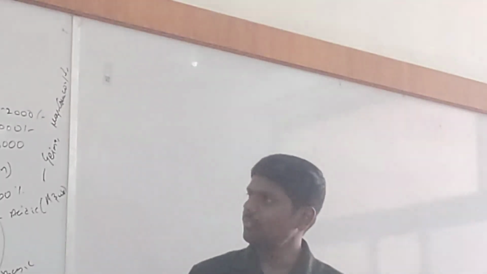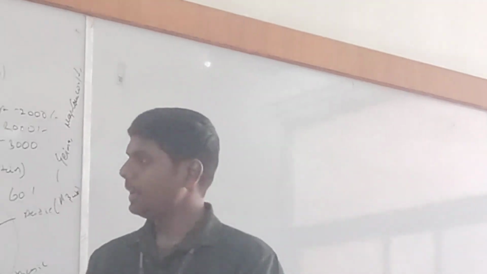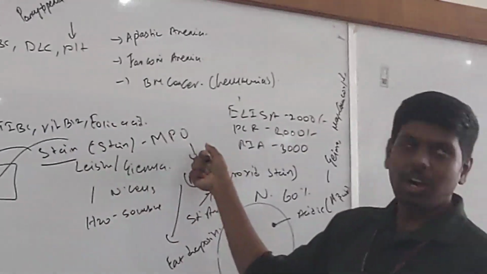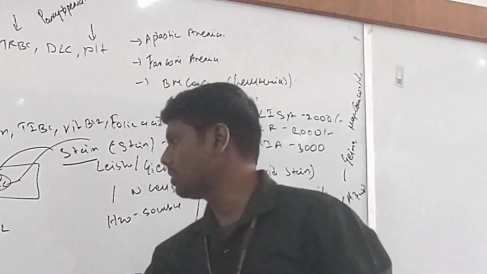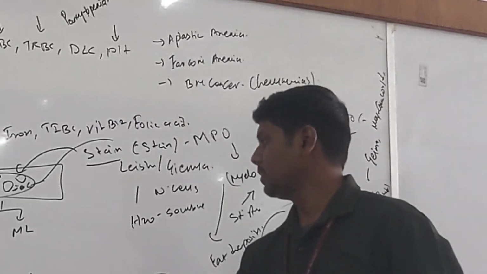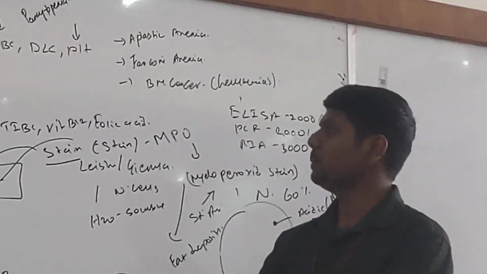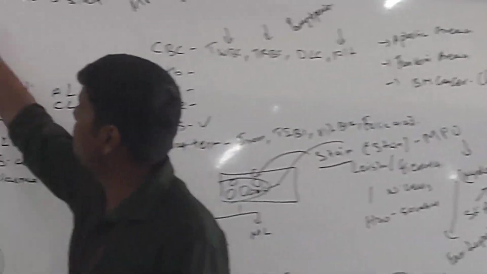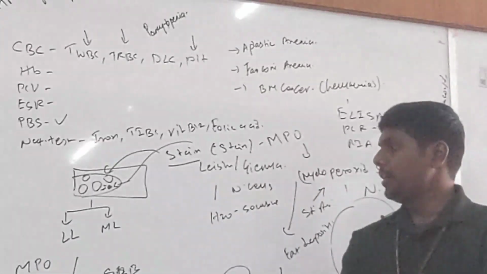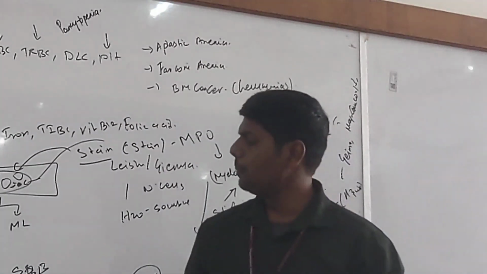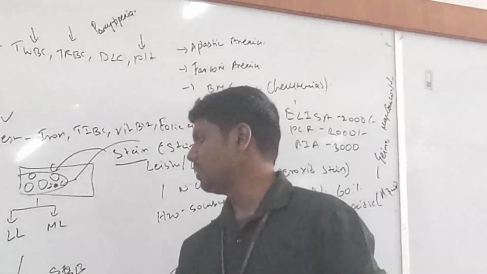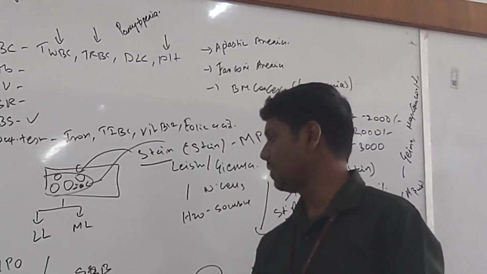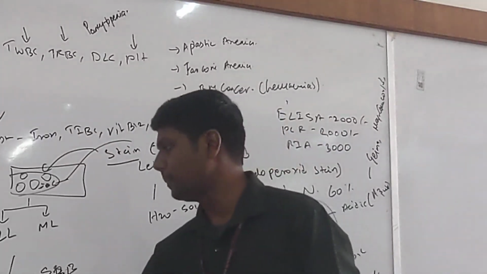Now I will tell you a few more interesting things about Sudan black. I will draw differences between the old stain, that is the MPO stain, myeloperoxidase stain, and Sudan black B, SBB. Sorry, I made a mistake here. SBB, Sudan black B. A normal MPO stain, actually ideally both of them require fresh blood. Fresh anticoagulated whole blood is required for both of them.